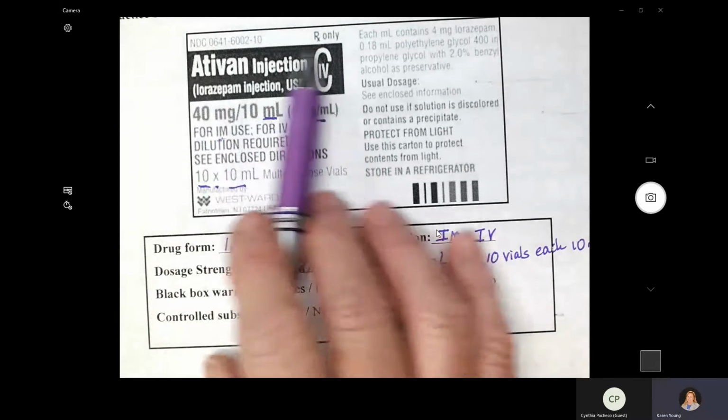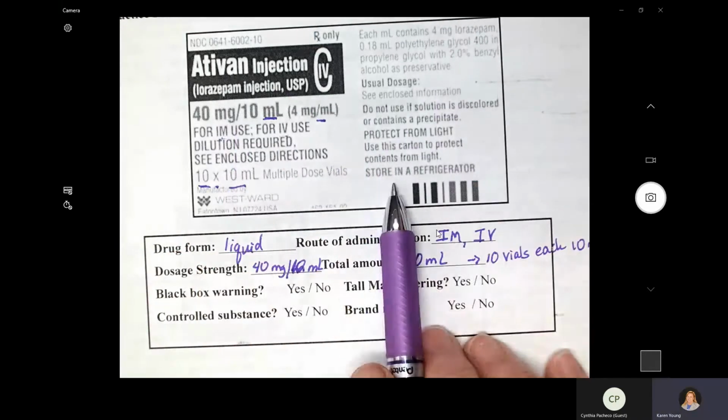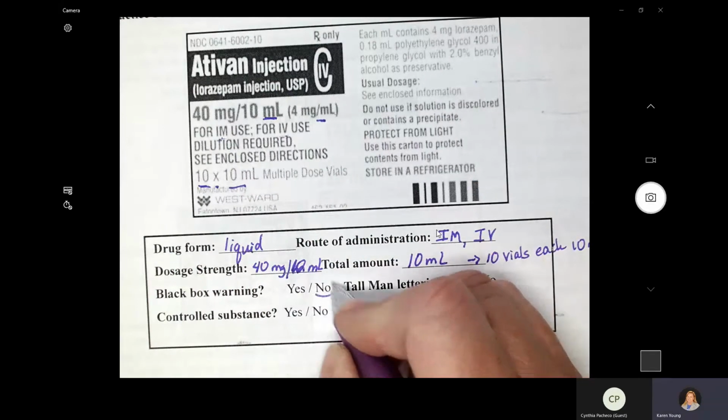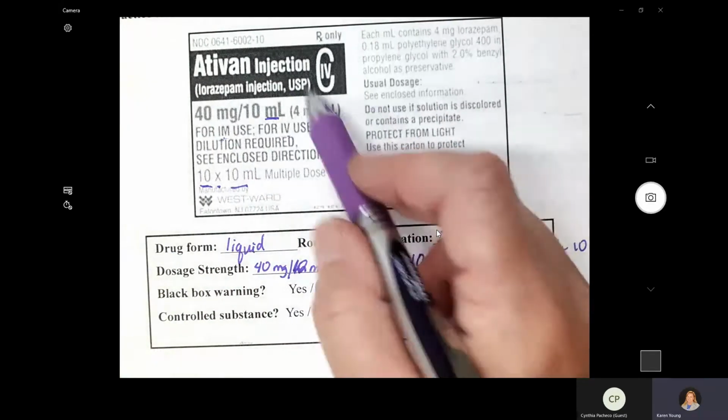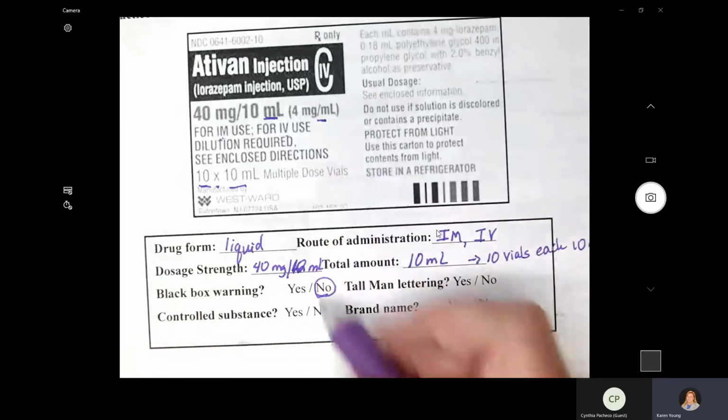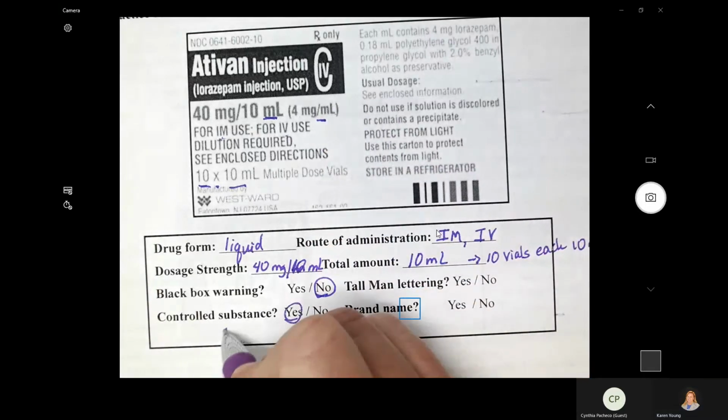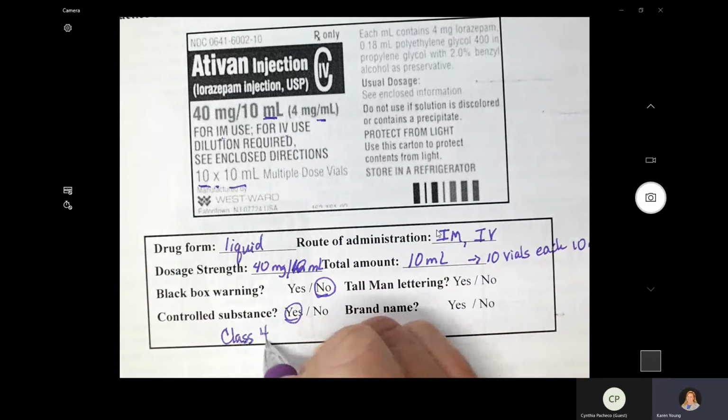You know, this is a black box, but that's just the label. So there's no warnings on it. Is it a controlled substance? Yeah, it's got the C. It's a class 4. So yes, it has. And it's a class 4.